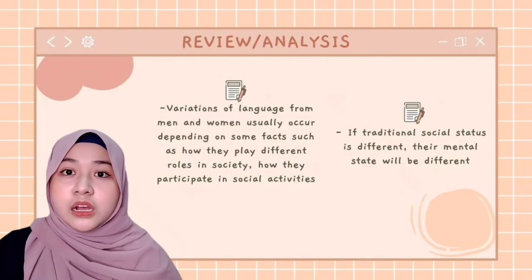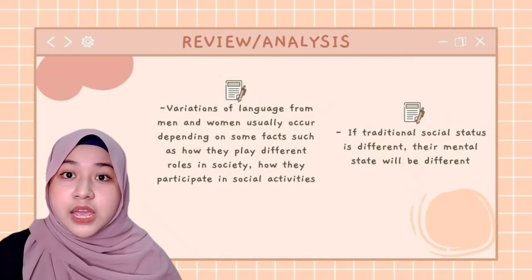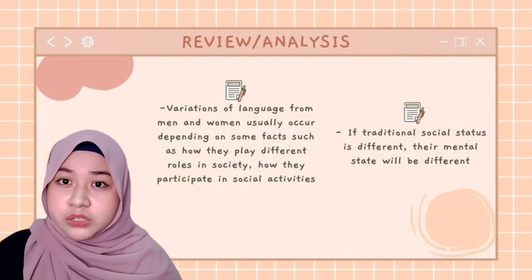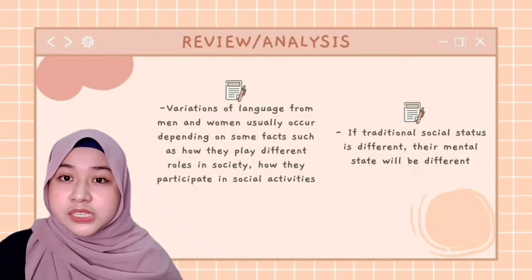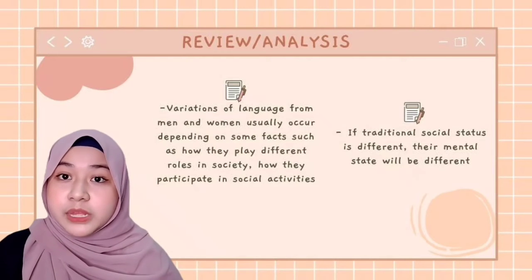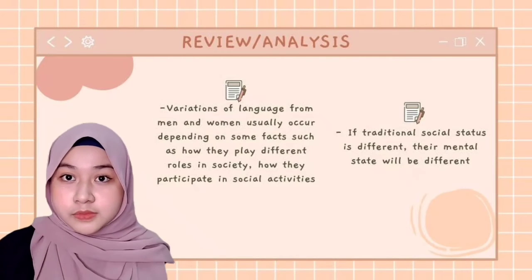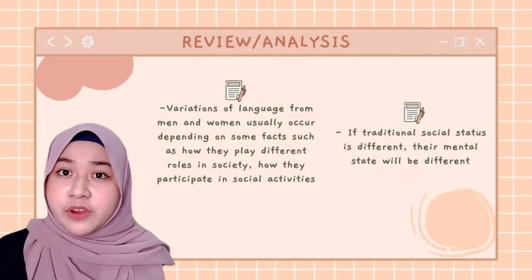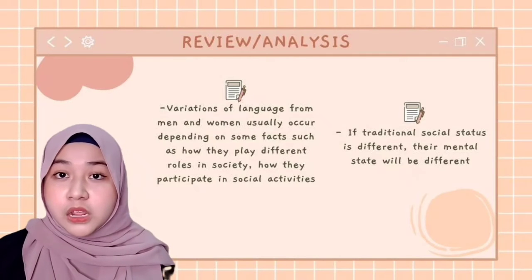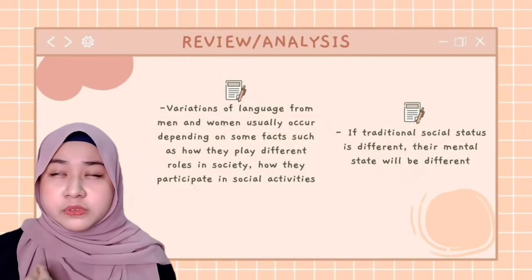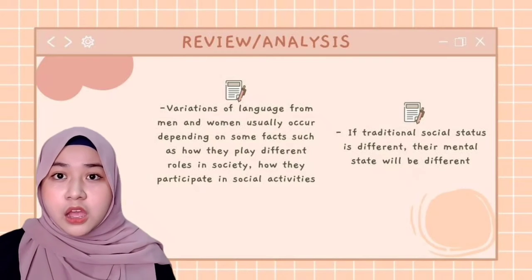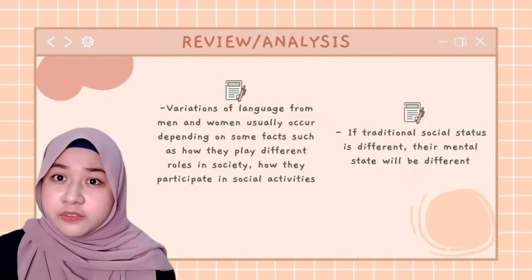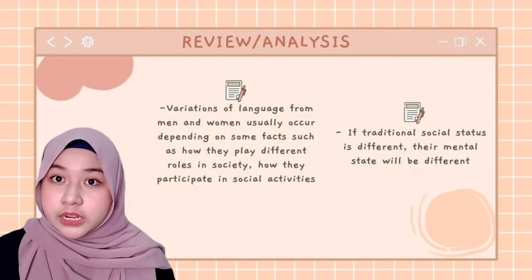It is normal practice in our society today as the upper class will always look down on the lower class. This clearly proves that when traditional social status is different, their mental state will be different. The author also states that variations of language from men and women usually occur depending on some factors, such as how they play different roles in society and how they participate in social activities, and this point is undeniable.